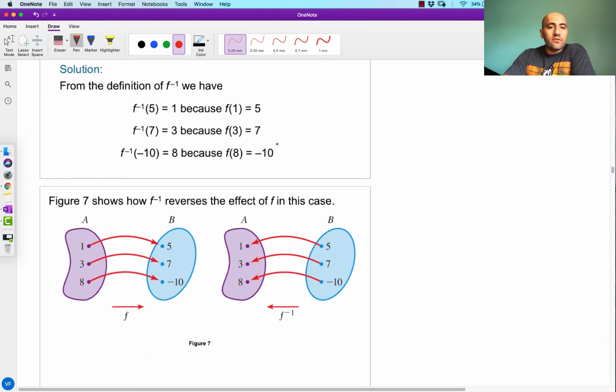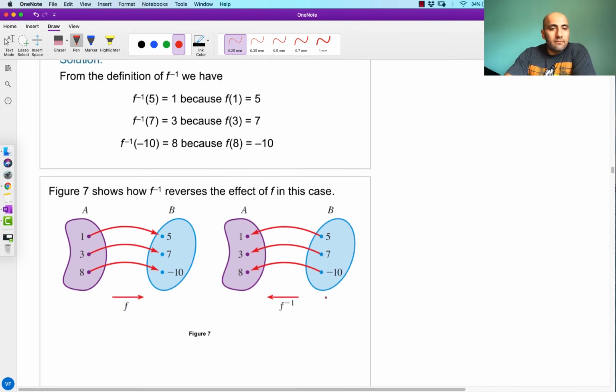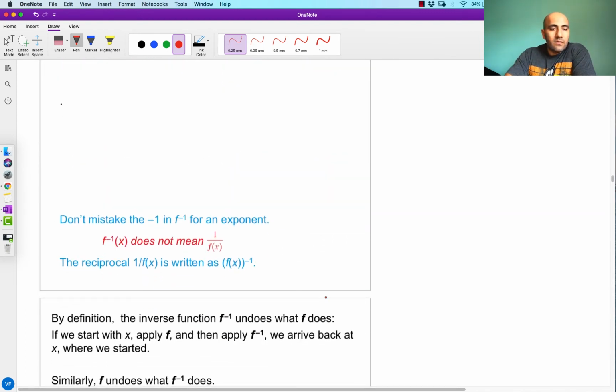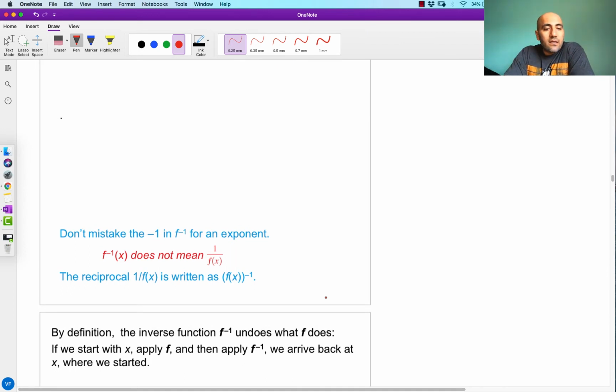That's what I wrote. f inverse of 5 equals 1 because f of 1 equals 5. f inverse of 7 equals 3 because f of 3 equals 7. And f inverse of negative 10 equals 8 because f of 8 equals negative 10. Okay, so it's the same thing I did. Let's move on.